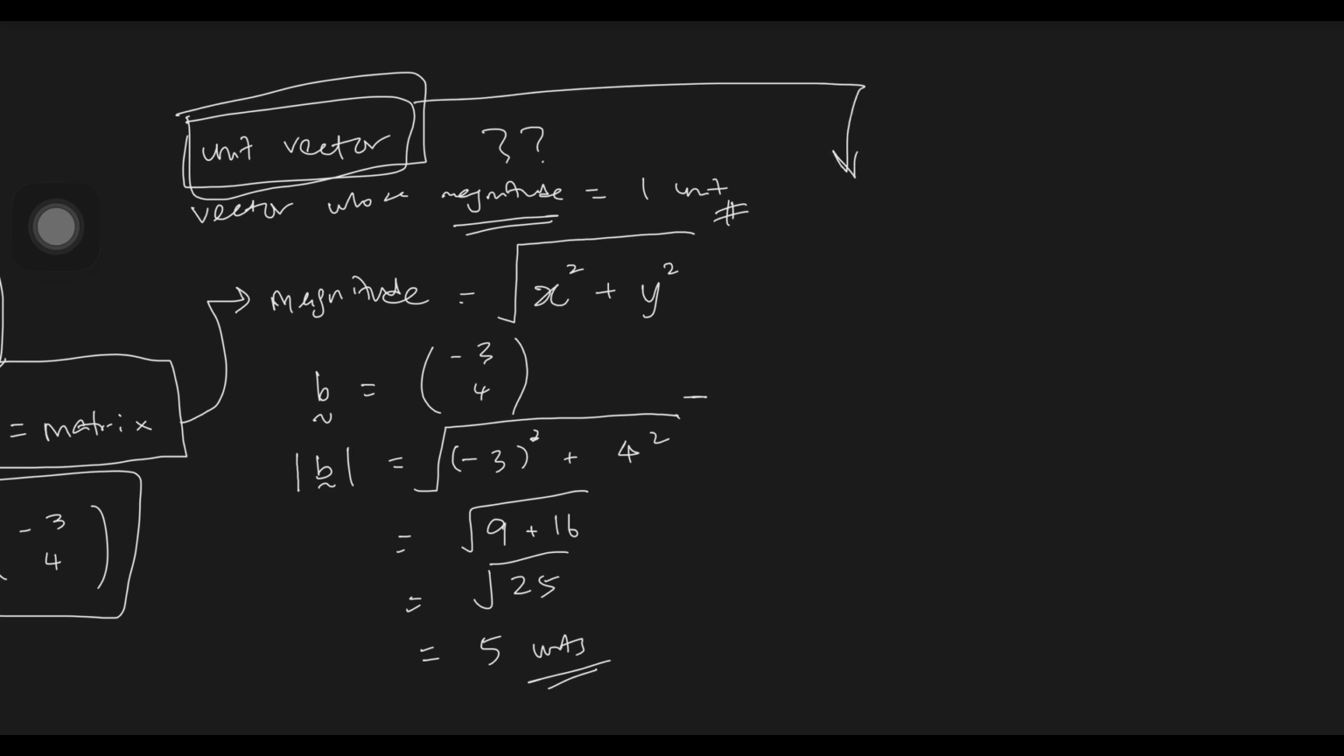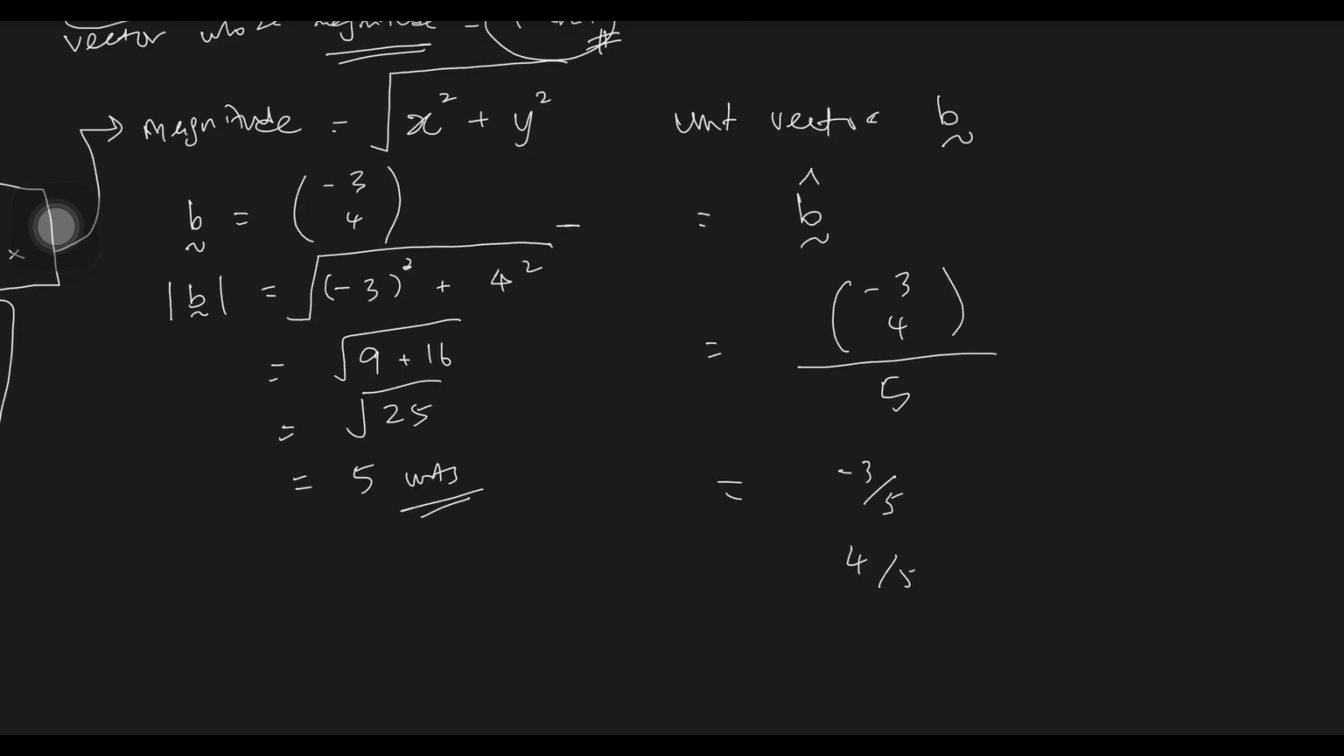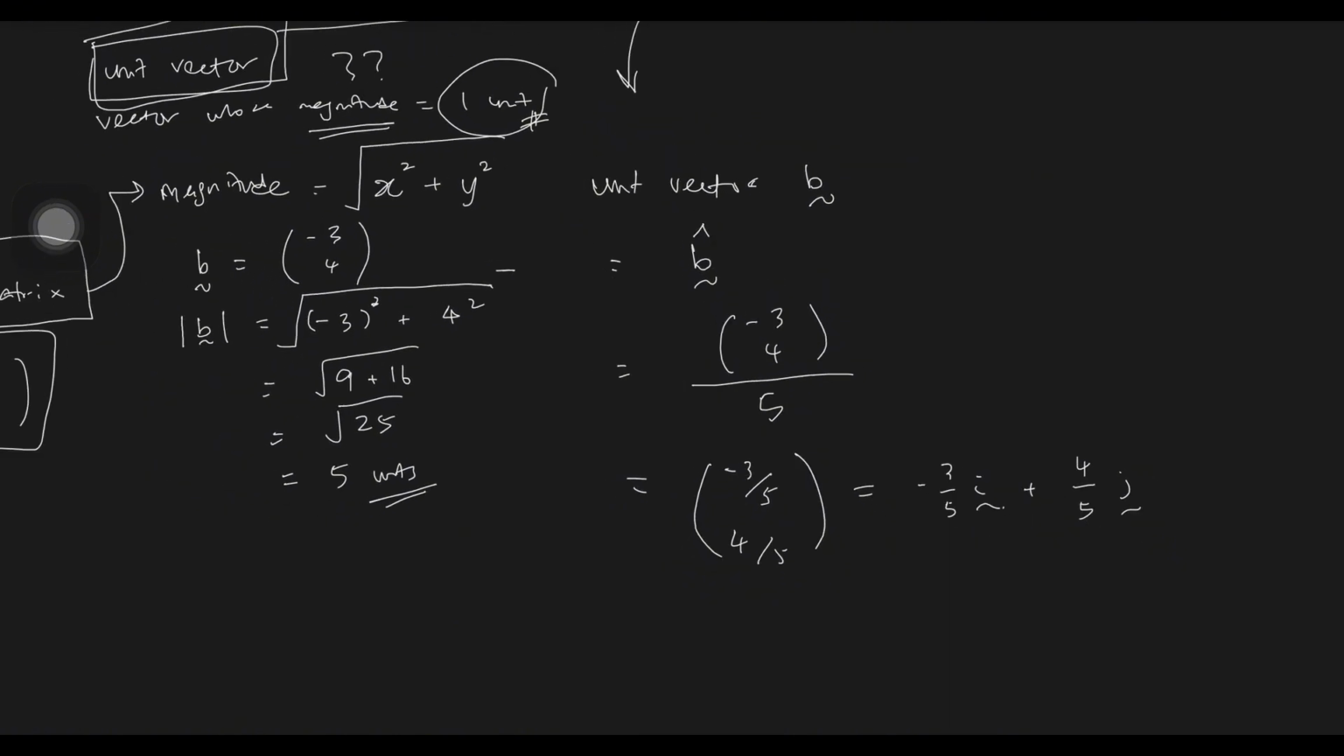So how do we find the unit vector? The unit vector here will be when the magnitude is equal to 1 unit. So the unit vector of b, which you can write as b cap, is equal to its vector divided by the magnitude, which is equal to (-3/5, 4/5). Now if you feel that it is too lengthy to write it like this, you can switch it back to vector i and vector j. So pretty much this is what vector is about.